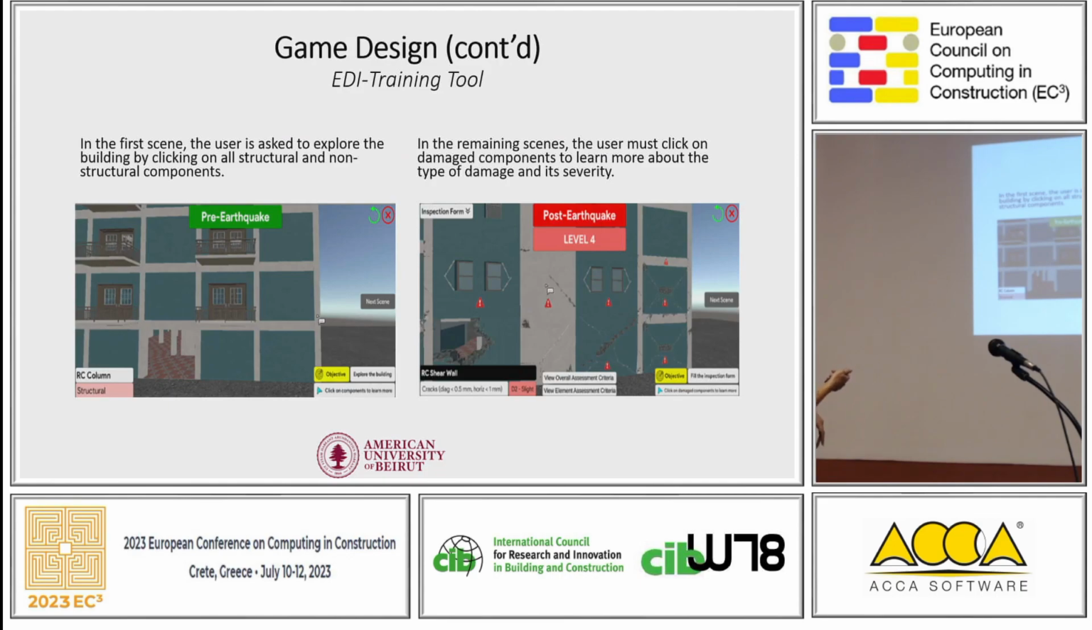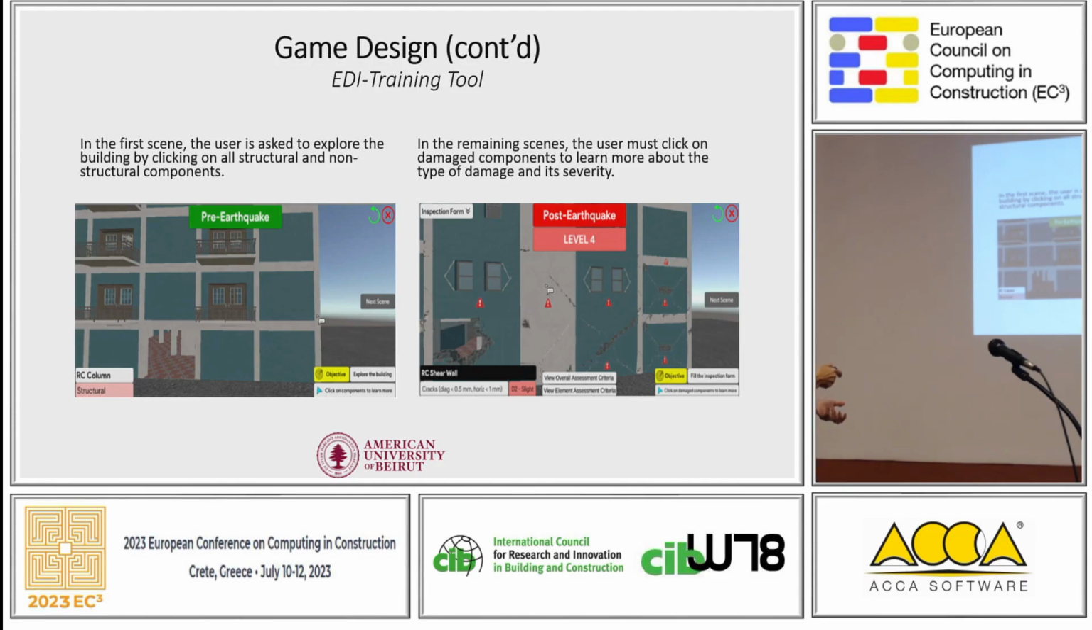Okay, so here, in the first scene, the user is asked to explore the building by clicking on all the structural and non-structural components. So again, in this training part, we're helping the inspectors. We're trying to guide them through this game. They don't have to guess anything. They have to click and read and get to learn everything. That's the whole purpose of this training tool, okay?